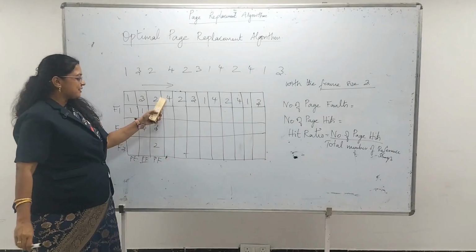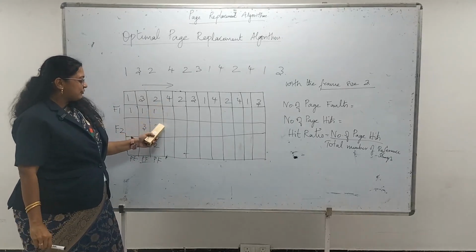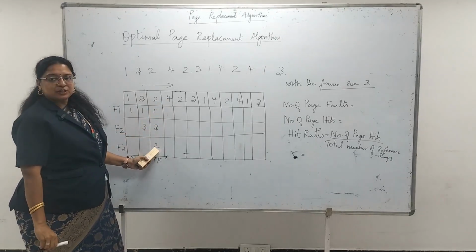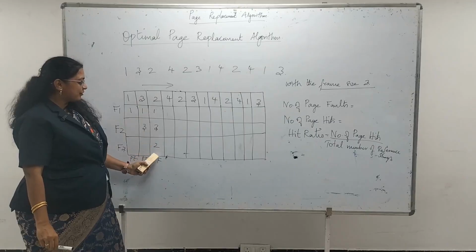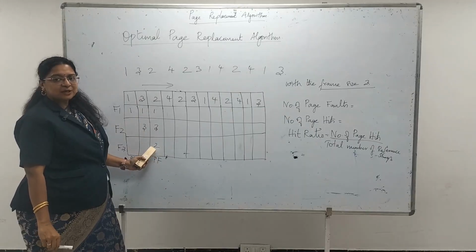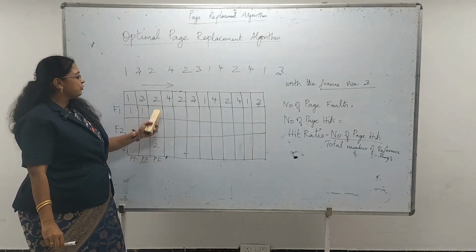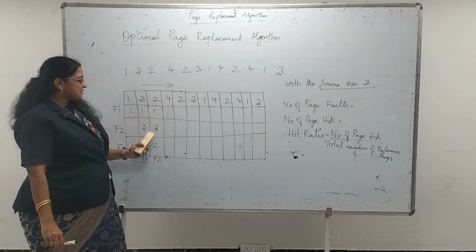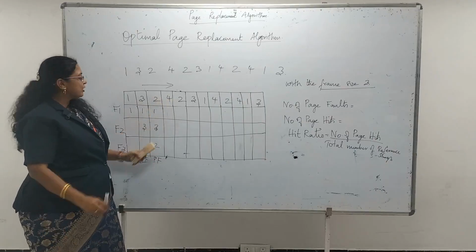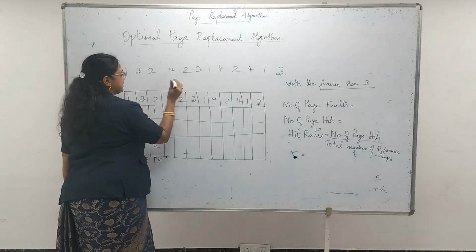Now we are going to insert 4. So check whether 4 is present in your main memory. No. And also your frames are filled. There is no empty space available in your main frame to insert this 4. So now you are going to replace an existing page with the new one. So now you are going to check with this arrow.